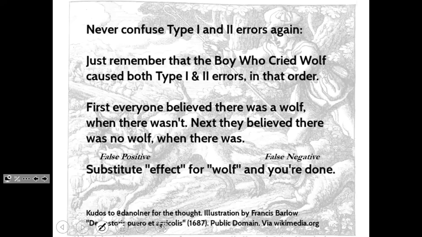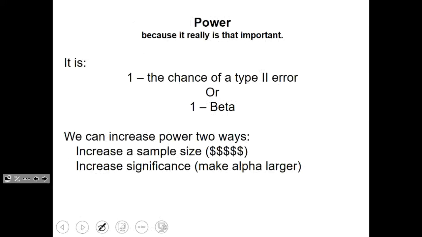So our homework for this is power. It's just this important. Now, there are 2 ways to increase power. The first one is to increase the sample size. If we increase the sample size, which costs us money, we actually reduce all the errors. The chance of all the errors goes down as we increase our sample size.